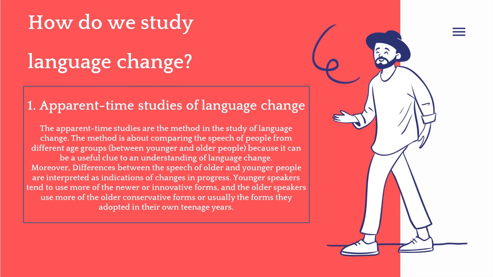First, apparent-time studies of language change. The apparent-time study is a method in the study of language change. The method is about comparing the speech of people from different age groups, between younger and older people, because it can be a useful clue to an understanding of language change. Moreover, differences between the speech of older and younger people are interpreted as an indication of change in progress. Younger speakers tend to use more of the newer or innovative forms, and the older speakers use more of the older conservative forms, or usually the forms they adopted in their own teenage years.